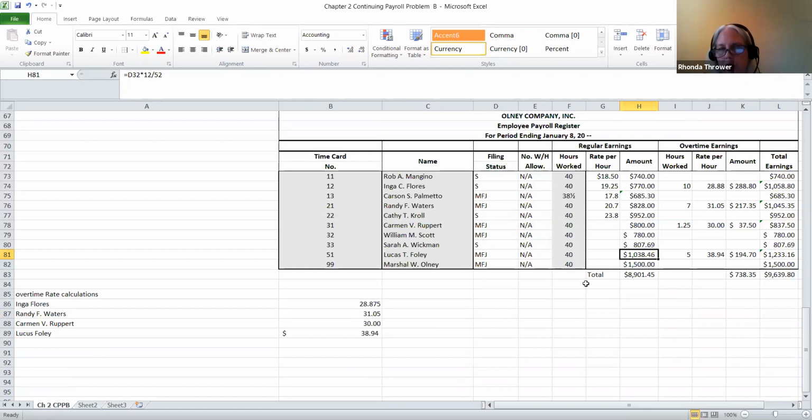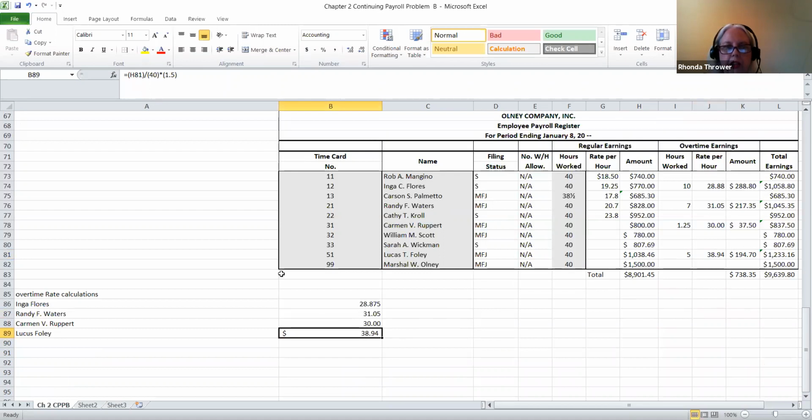Once we get the annual amount, divide it by 52 weeks. That'll give you the weekly amount. Divide the weekly amount by 40 hours, and that'll give you the hourly amount. And then once you have the hourly amount, multiply the hourly amount times 1.5, and that will give you the overtime rate. And you can see how I've calculated that here.